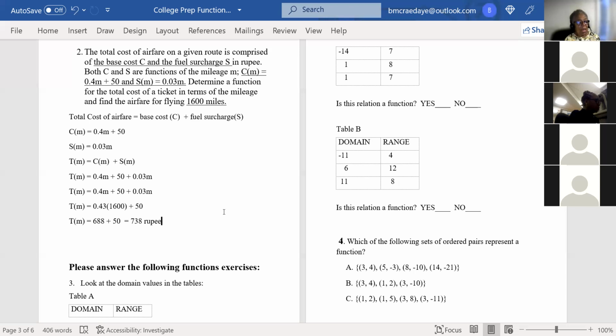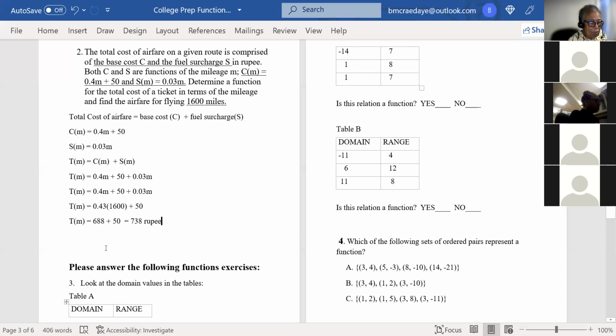Now for functions, we have domain and range. We could call them X and Y. Range is output Y, domain is input X. So if you were given X's and Y's and they ask you what your domain and range are, your range is going to be all your Y values, and your domain is going to be all your X values. That's for ordered pairs. But let's just look at a table.